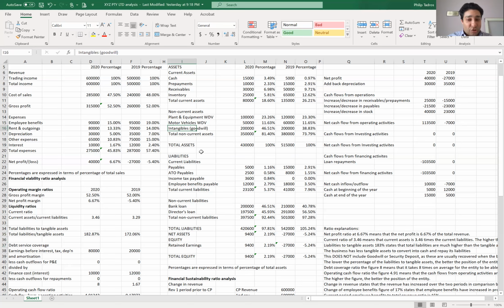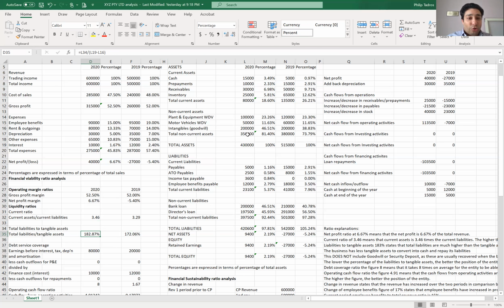So that's an intangible asset. And unfortunately, goodwill is only recovered when you actually sell the business. So it still stays on your balance sheet, and you cannot count that in as part of your tangible assets. So in this case, in 2020, the total liabilities have increased in comparison to the total tangible assets.